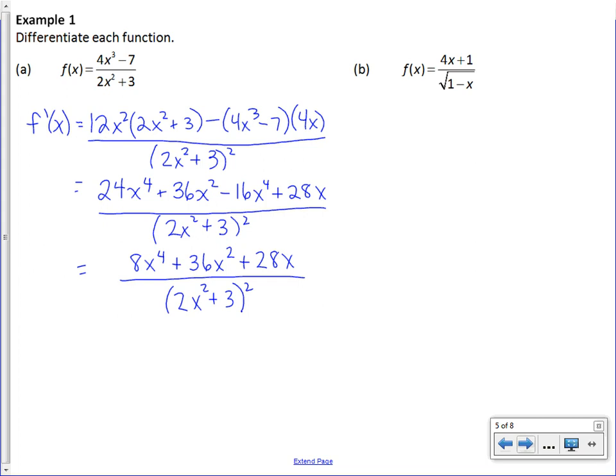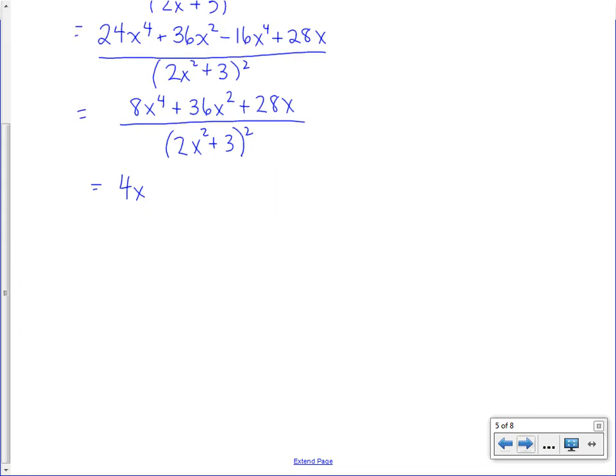So let's start with, what do you notice about 8, 36, and 28? 4 in common, and an x. Good. So 4x, and then what's left? We've got 2x cubed plus 9x plus 7.